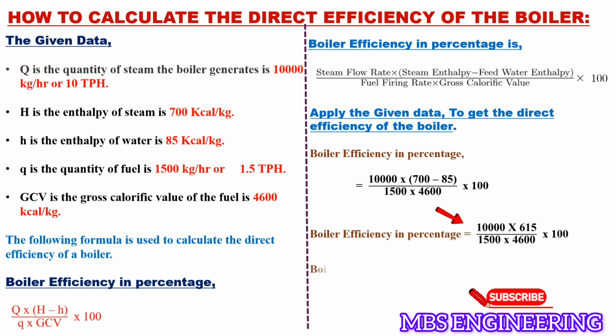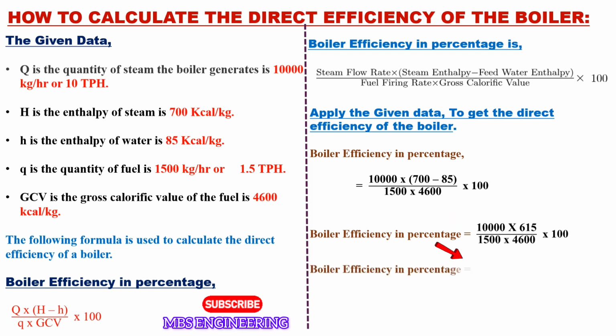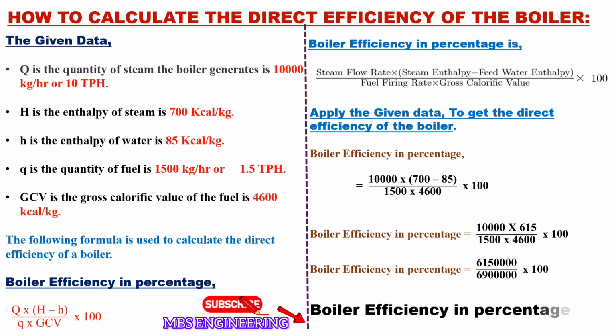Please refer to the below step-by-step calculations to get the boiler efficiency. Therefore, the boiler efficiency is 89.13%.